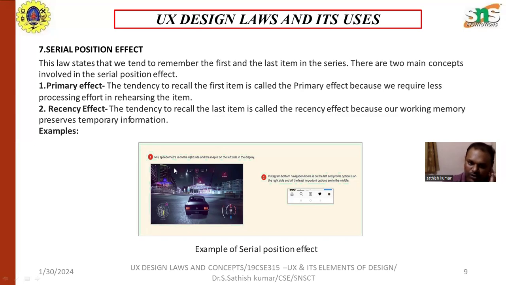First example: in NFS, the speedometer is on the right side and the map is on the left side of the display. In Instagram's bottom navigation, home is on the left and the profile option is on the right, and all the least important options are in the middle. These are examples of the serial position effect.